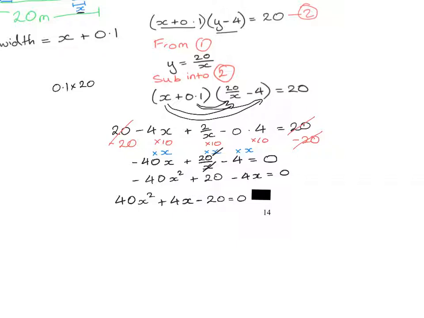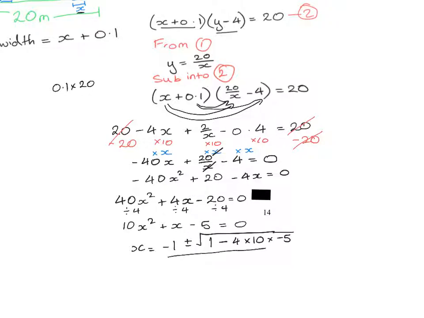But if you like, before you do that, you could even divide everything by 4. So it becomes 10x squared plus x minus 5 equals 0. And then you get x equals negative b, which is negative 1, plus or minus root b squared minus 4 times 10 times negative 5, all over 2a, which is 20. This becomes negative 1 plus or minus root 201 over 20.